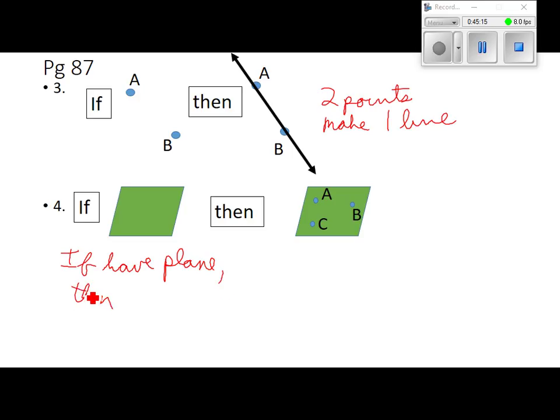At least 3 non-collinear. Okay, so then, and I'm just going to shorten it up, at least 3 points. So if you have a plane, then you know you have at least 3 points. We don't use that one very much. The one that we do use all the time is if I give you 3 points, then you know you have a what? Plane.